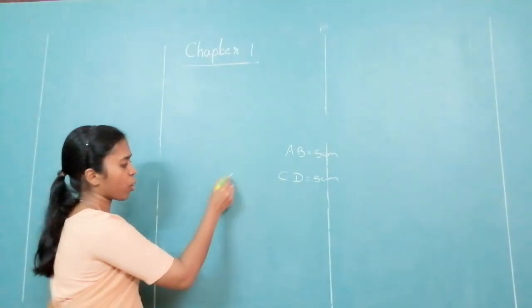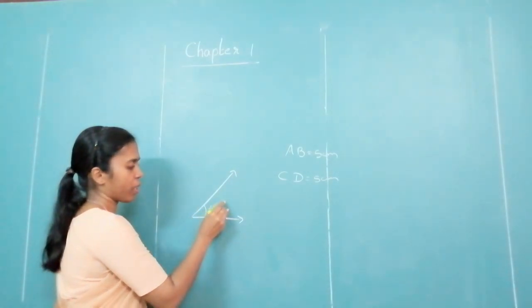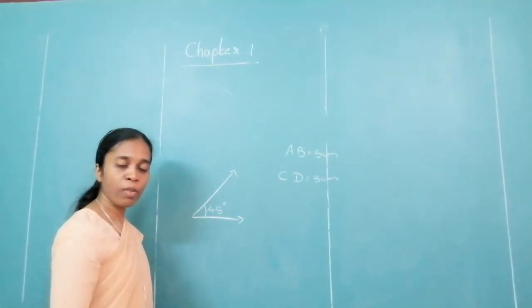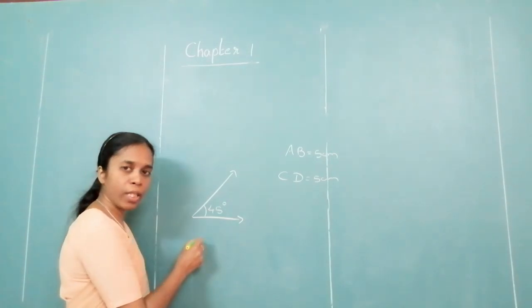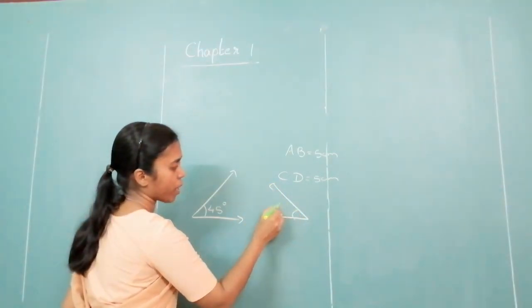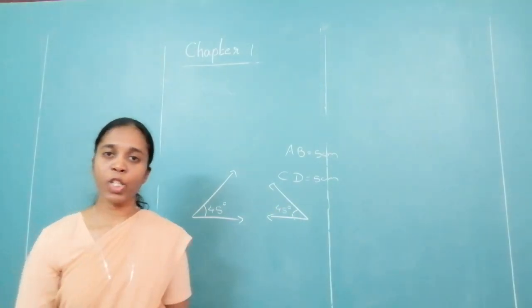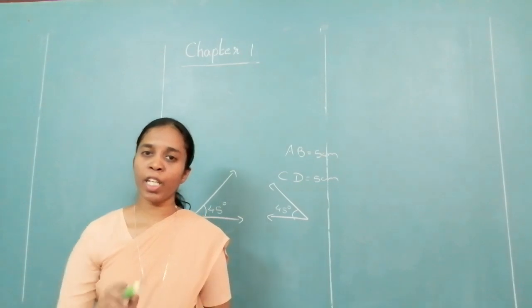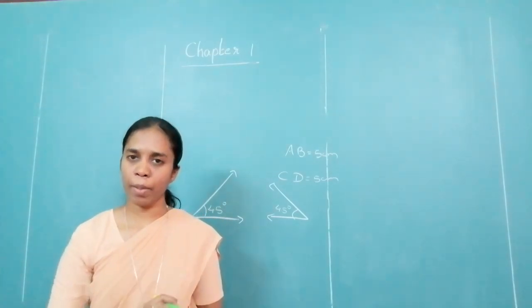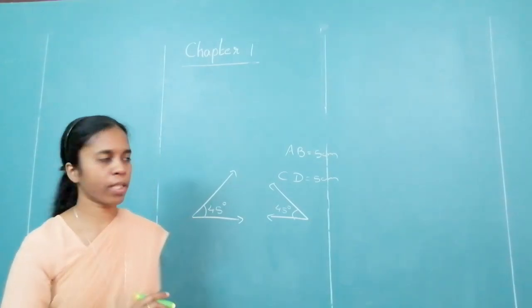Now what do you mean by congruent angles? Suppose this angle is 45 degree. What will be congruent of this angle? You have another angle which is of 45 degree. Then I can say that these are congruent angle. So when can two angles be congruent? If their measure is same. When can two segments be congruent? If they are equal in length.